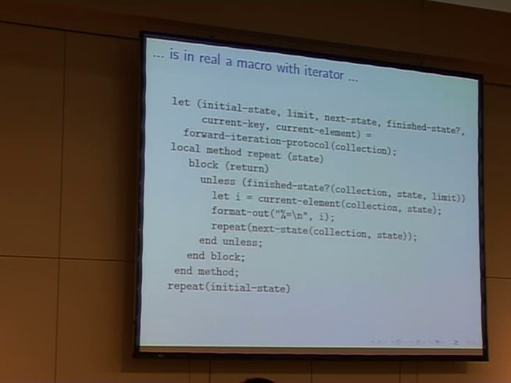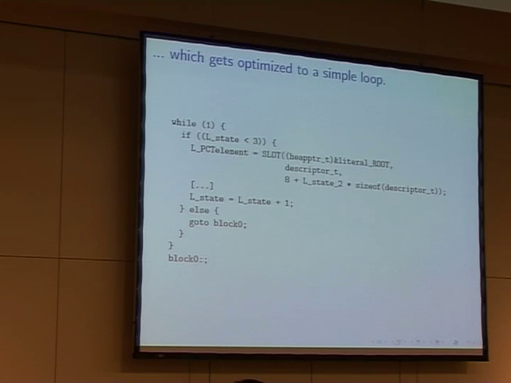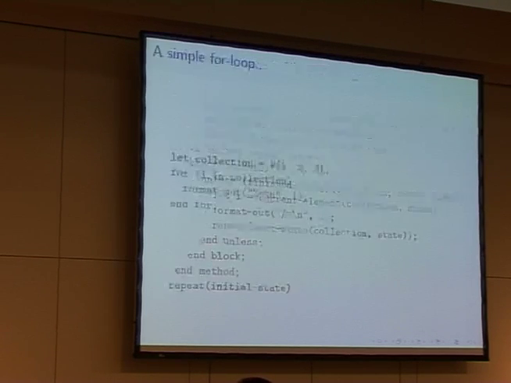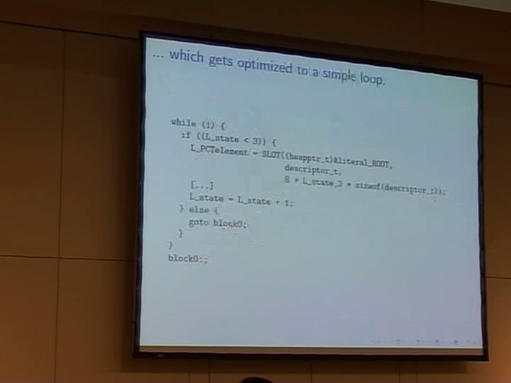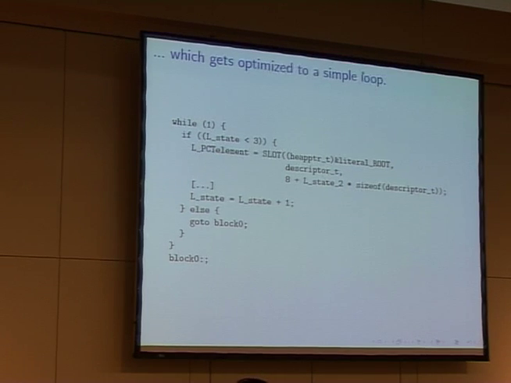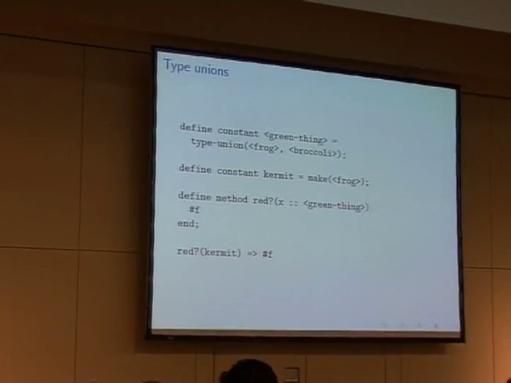And if you run it through the CMU compiler, which generates C code, what you end up with is something like that, which is a while loop, and then you have that state equals state plus 1, and an expression which pulls the element out of your vector. So really, it's very simple to use. It's very powerful, and it's still very, very fast. And that's what makes writing in Dylan a breeze.